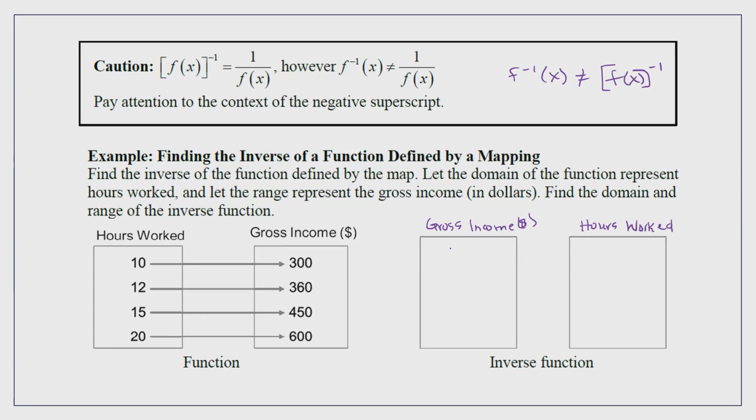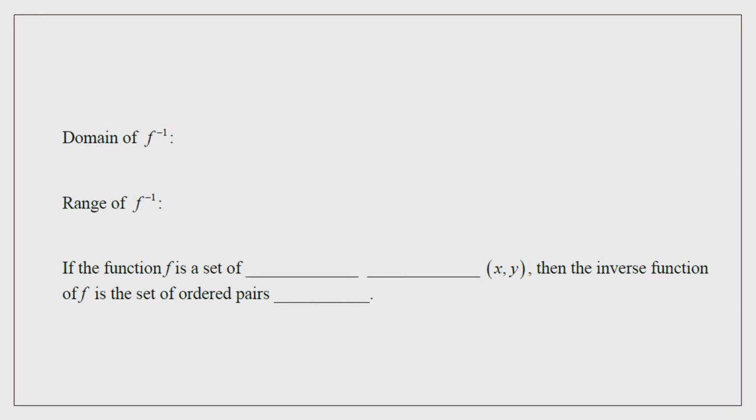Okay. So the gross income inputs in this case would be the outputs of the function. So 300, 360, 450, and 600. Hours worked would be 10, 12, 15, and 20. 300 would map to 10, 360 would map to 12, 450 would map to 15, and 600 would map to 20.